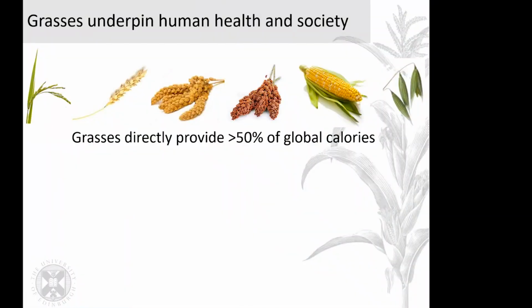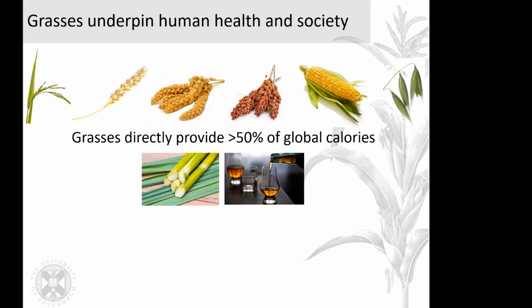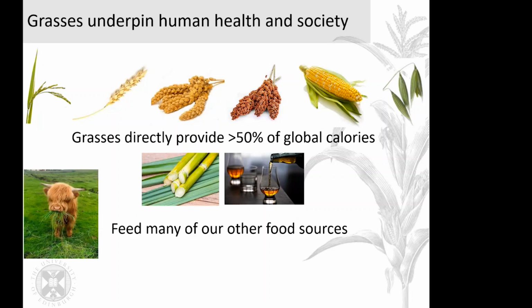But even more importantly, they actually comprise over 70% of crop species, and 50% of global calories are directly provided by the cereal crops, which includes maize, wheat, rice, barley, and oats. They also provide luxury products like sugar and whiskey. And they feed many of our other food sources. So without grasses, we wouldn't have any dairy products or eggs or meat products.